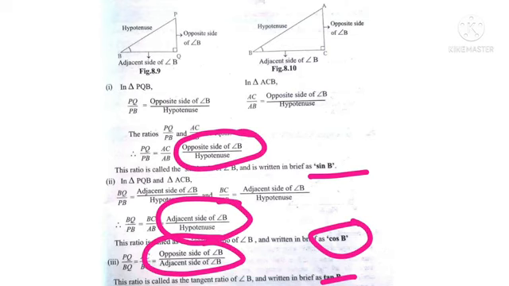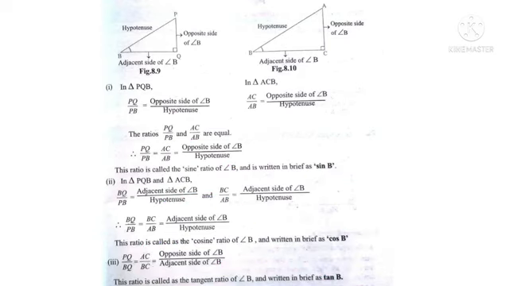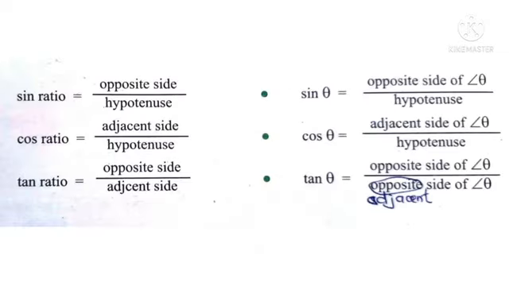There are 6 trigonometric ratios: sine, cos, tan, cosec, sec and cot. You had already learned all these in the 9th standard. So we recall all these concepts. First is the sine ratio. What is the definition of sine ratio? Sine is equal to opposite side upon hypotenuse. Cos ratio we define as adjacent side upon hypotenuse. Tan ratio we define as opposite side upon adjacent side.